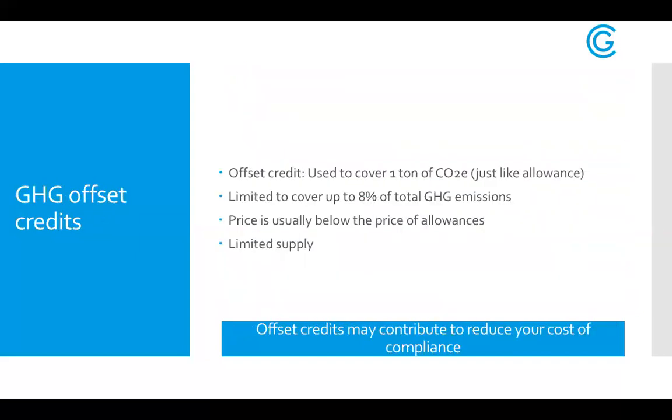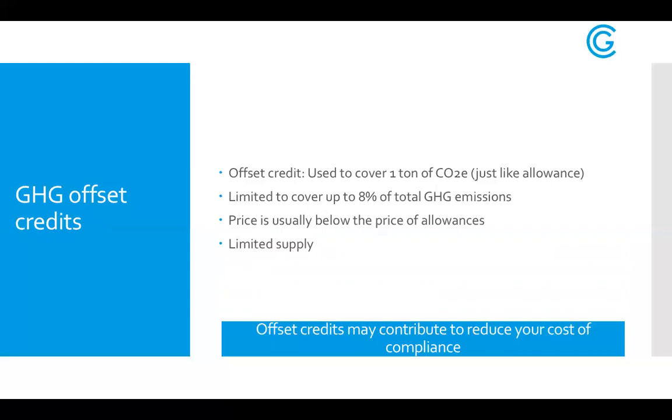So, GHG offset credits. Essentially, an offset credit can be used to cover 1 ton of CO2 emissions, just like any other allowance. So you're using one offset credit just like you would use one allowance to cover 1 ton of emission. The main difference between the two is that there is a limit on the usage of offset credits. They are limited to cover up to 8% of your total GHG emissions. Due to that limitation, usually the price of acquisition of offset credits is a little bit below the price of allowances, mainly due to that limitation in its usage.